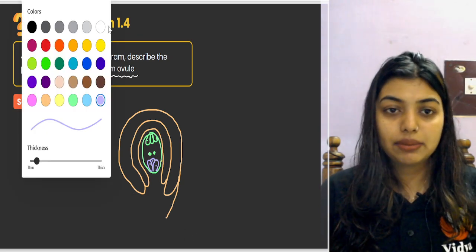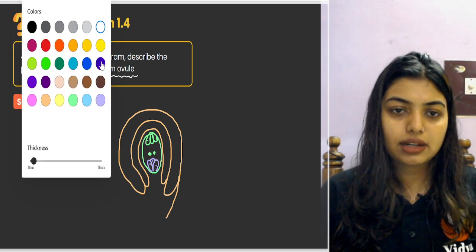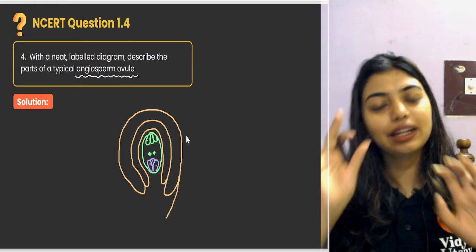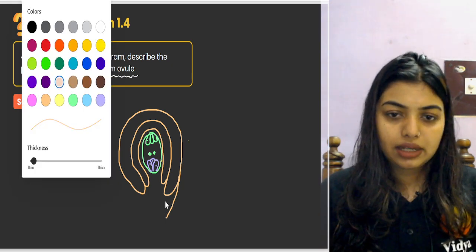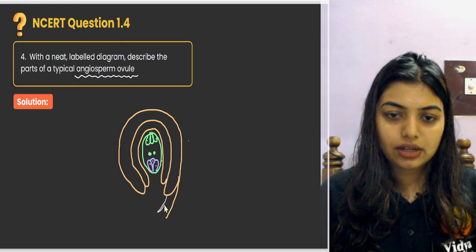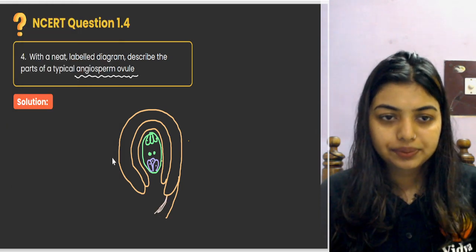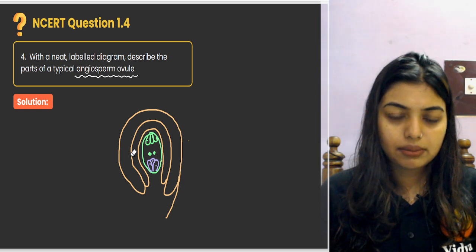Now we have to label it. That is the important part of this. Diagram you should know, but labeling is more important as well. I'll tell you what we have to label.